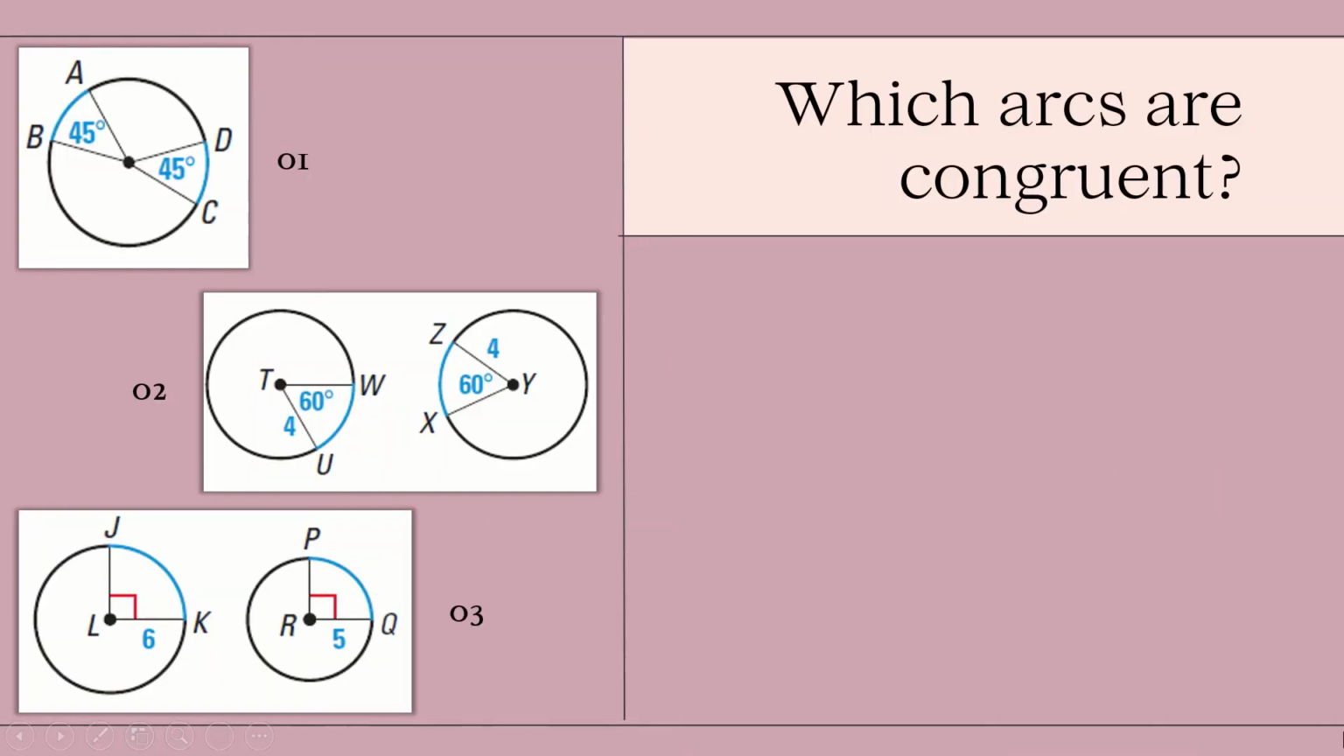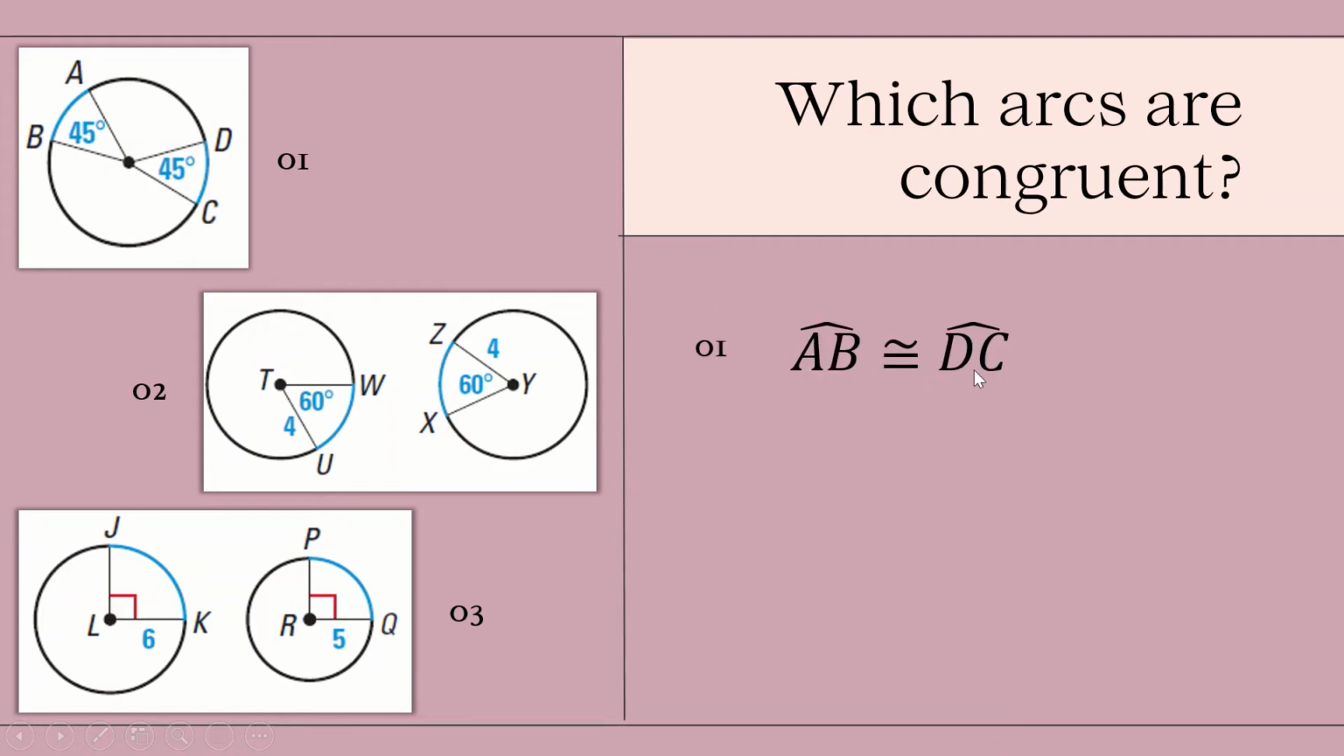This time, apply naman natin yung learnings natin on congruent circles, congruent arcs, and theorems on arcs, chords, and central angles. Which of the blue arcs are congruent? So let's have number 1. Can we say that arc AB is congruent to arc DC? Yes, arc AB is congruent to arc DC.